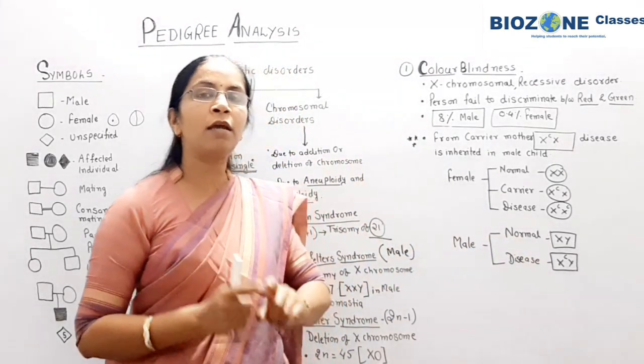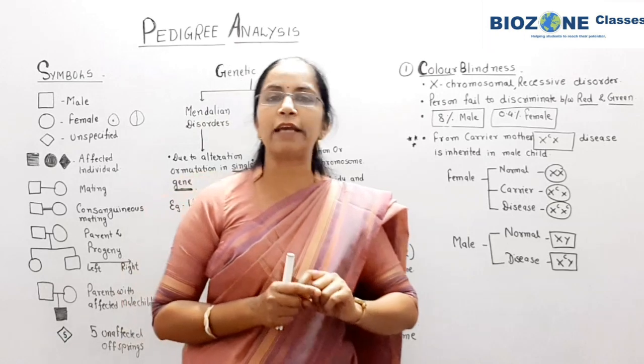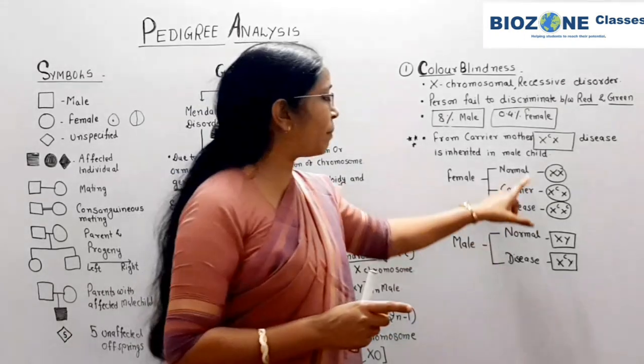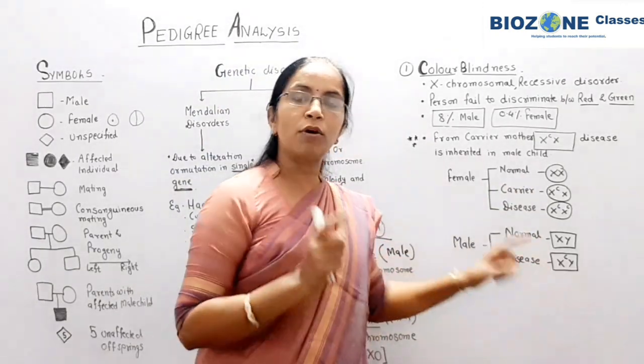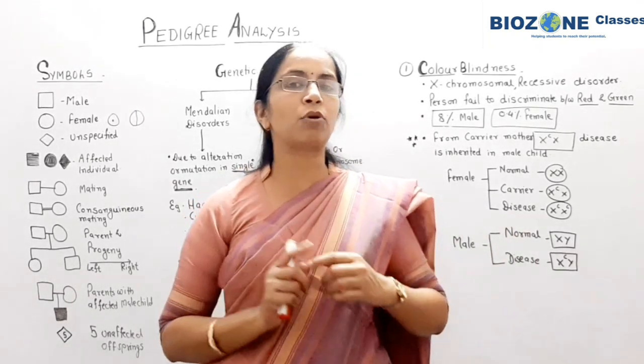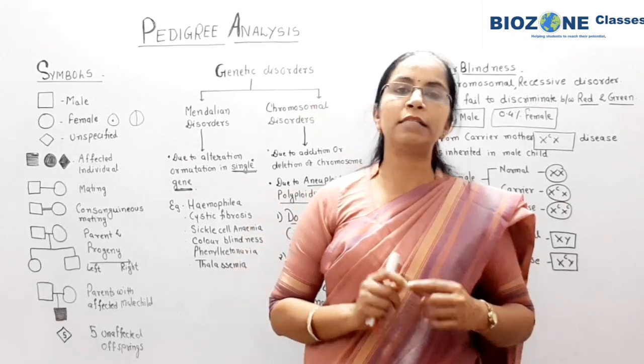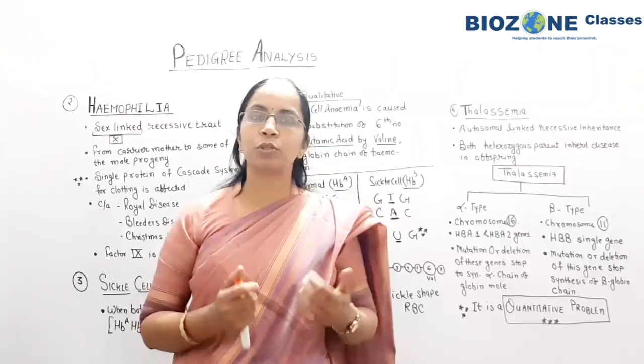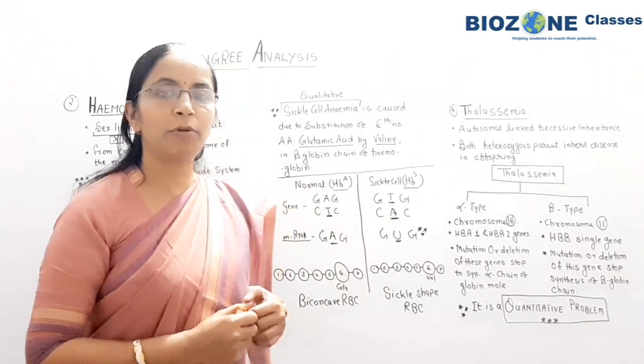Males can never be carriers because they only carry a single X chromosome. So this part you remember, these genotypes you remember for solving the pedigree analysis. And now we come towards the second disorder of X chromosomal inheritance, that is hemophilia. So students, now we study hemophilia.